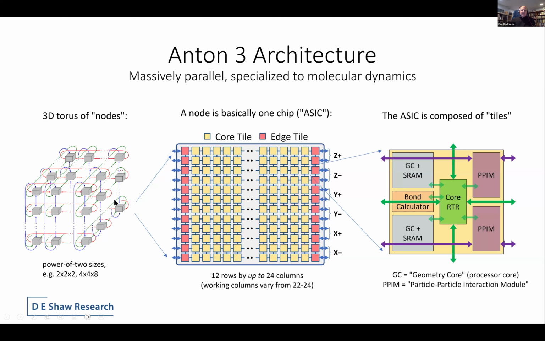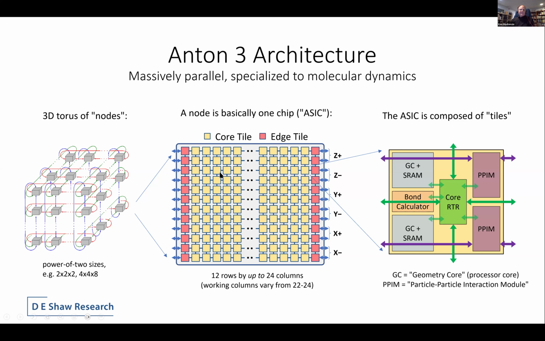So each node is basically one chip or ASIC, application-specific integrated circuit. And this is the thing that we design to do this problem. The chip has a bunch of processing cores in it and the network. So it's wired directly to its nearest neighbors in each of the 6 principal directions. There's like 4 links in each direction. Each chip is wired to its neighbor. So the chip is basically the whole machine. The rest of the board is like power supplies and controls for this one chip.